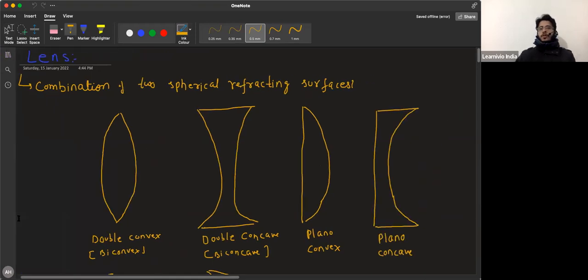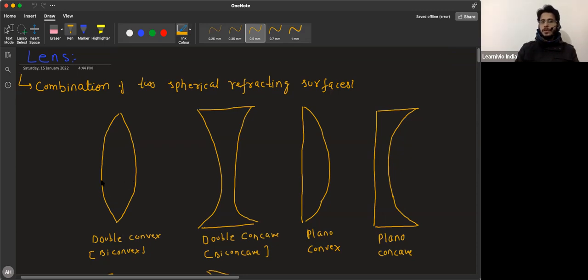See, now a lens consists of two spherical refracting surfaces. If you connect two surfaces, then you get a lens. We have three types of surfaces. One is convex spherical surface, another is concave surface, and another is plane surface. These are the three types of surfaces we have: convex, concave, and plane. So we make a lens by combining any two types of surfaces. Means you can combine two convex surfaces, two concave surfaces, one convex and one plane, one convex and one concave. So we'll get different types of lenses.